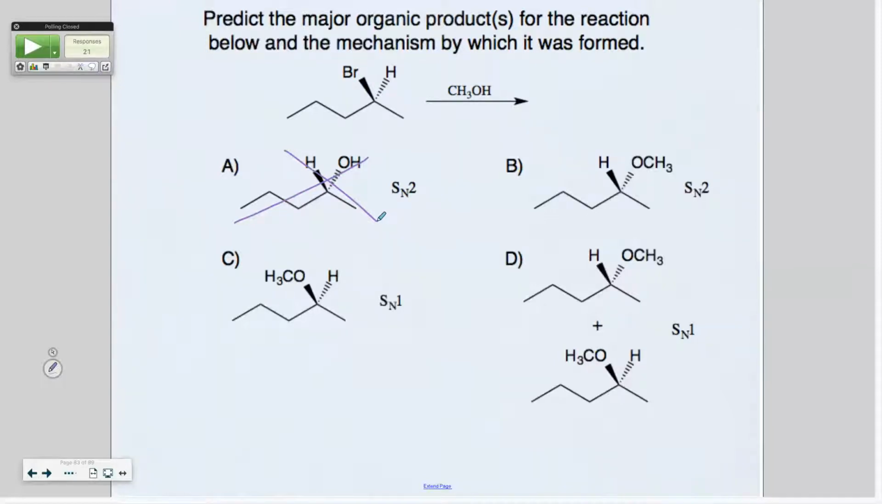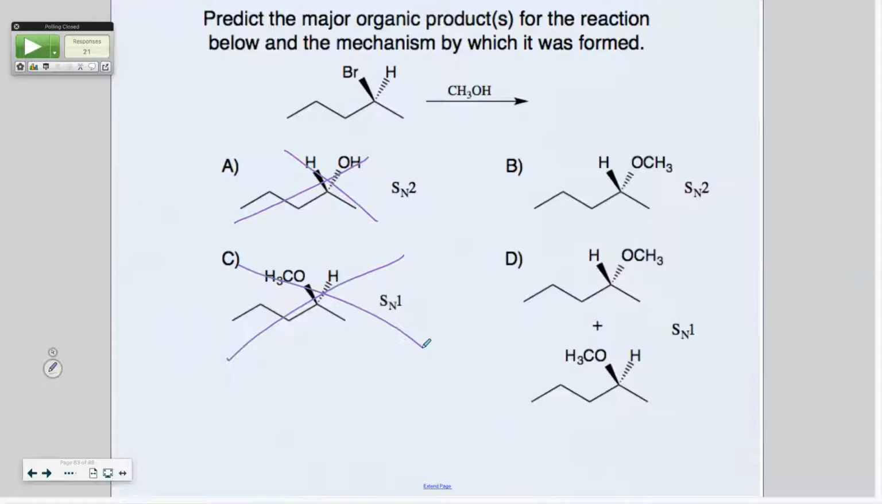Okay, so if it is an SN2 mechanism, you should get what product? Should it be retained, inverted? What's the stereochem? If you get SN2, you always get inversion, okay? If you get SN1, you always get both. So which one is out? C is out.